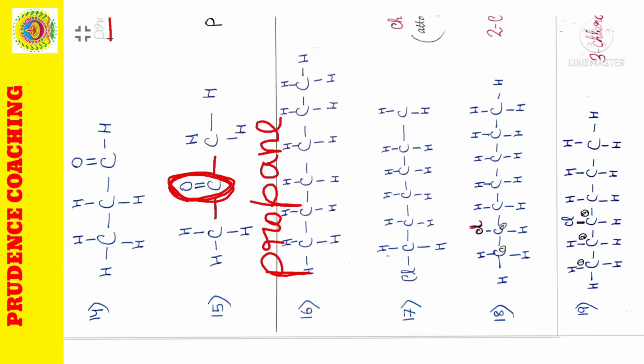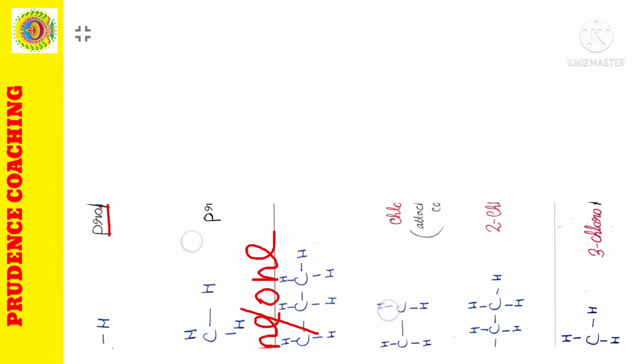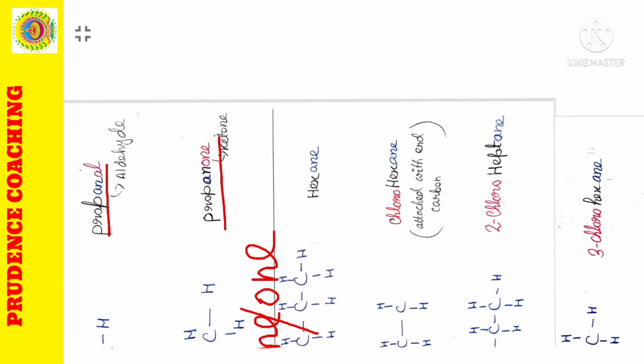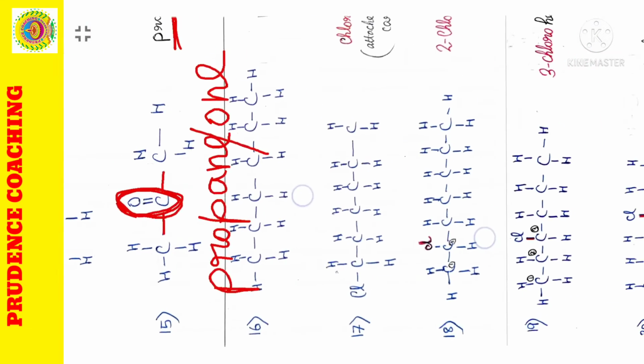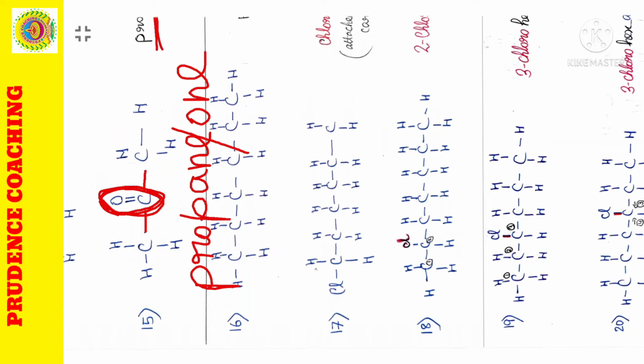So let's see. According to the rule of the ketone functional group, you need to cancel this E. Instead of that, you need to add ONE. So here our answer will be propanone, as here the functional group is ketone. Let us move on to the next one.